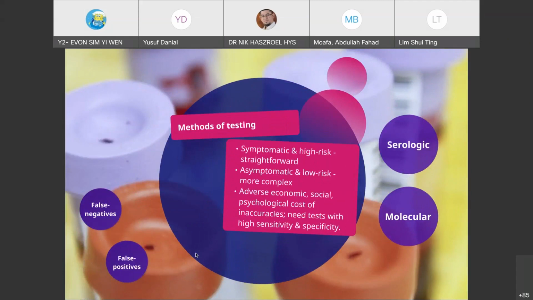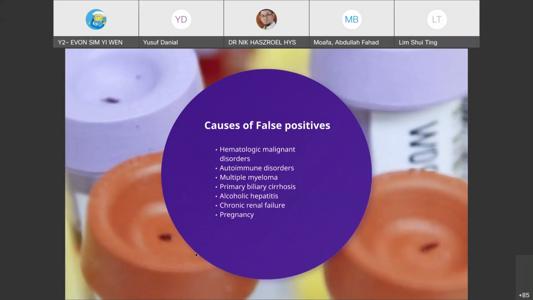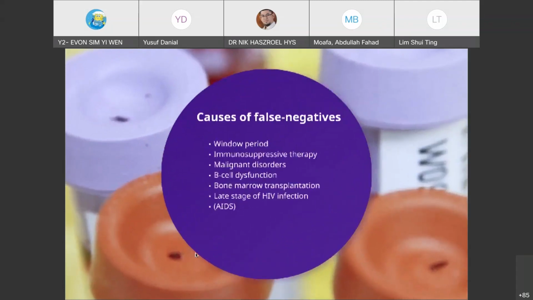Okay. So what can cause false results, false positives and false negatives? This can happen due to many things. It can happen due to poor record keeping, or mishandling, or mixing up blood. It can happen through mistakes in the hospital. But it also can happen, like in this instance, false positive can happen if you have hematological malignant disorders, autoimmune disorders, multiple myeloma, primary biliary cirrhosis, or alcoholic hepatitis, chronic renal failure, or even pregnancy. You can have false positive due to these risk factors. And for false negatives, you can have it due to being tested during the window period, the negative window period. You're not going to have any positivity reaction, any reaction if you test during that time. And also if you have immunosuppressive therapy.